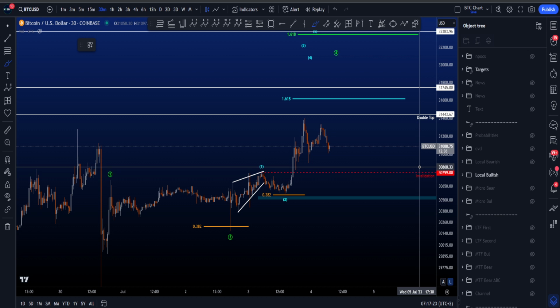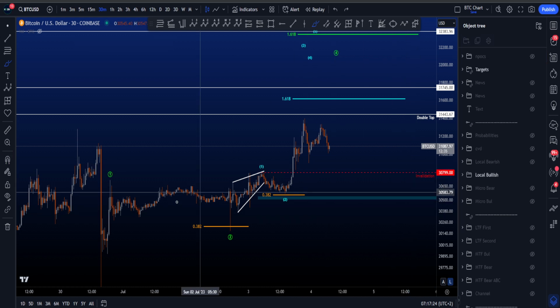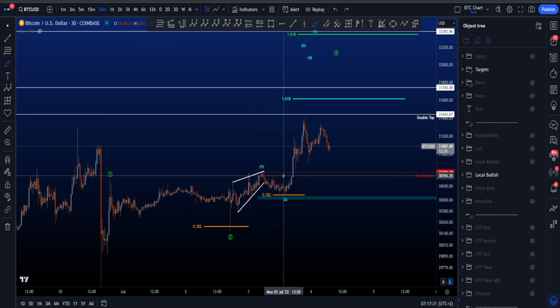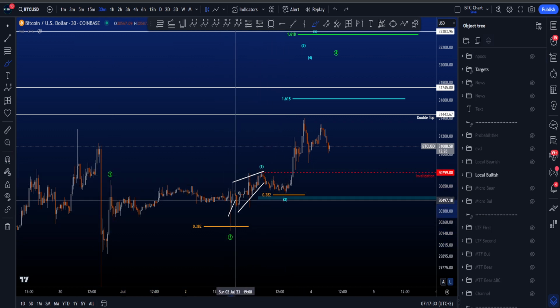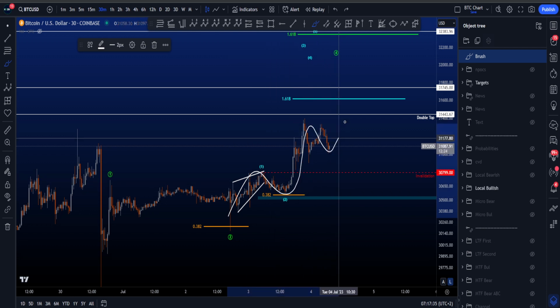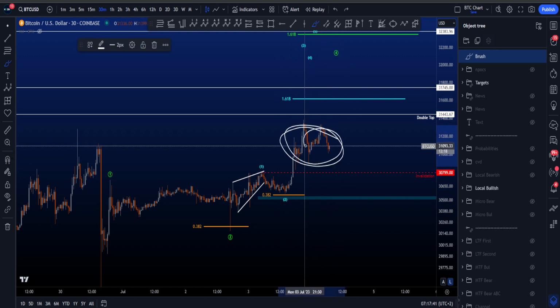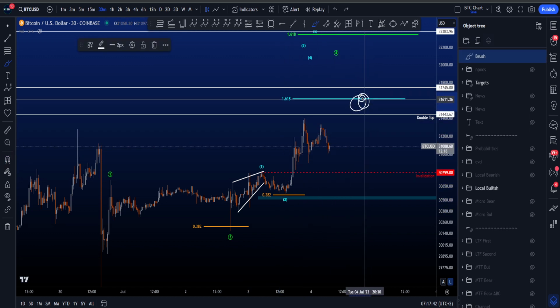Now you can see that I put the invalidation on 30.8k, because if this is a wave 1, 2, and another 1, 2, you don't really want to see price coming back into this wave 1, especially if you potentially think about this being a 1, 2, 3, 4, 5 wave scenario, which actually would be a bit more bearish because this is then a very early wave 4 and then a wave 5, right?